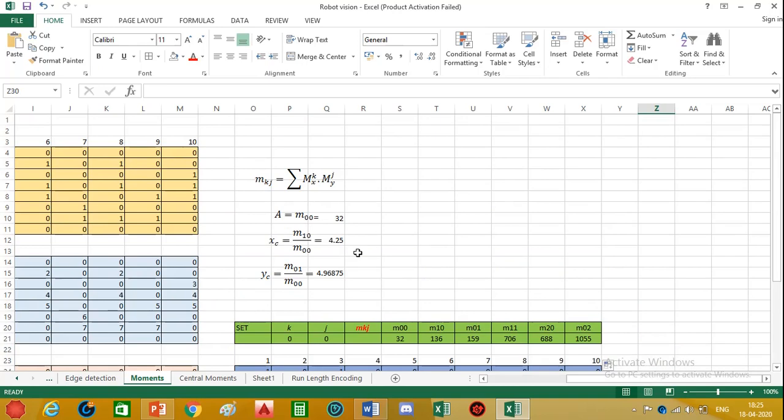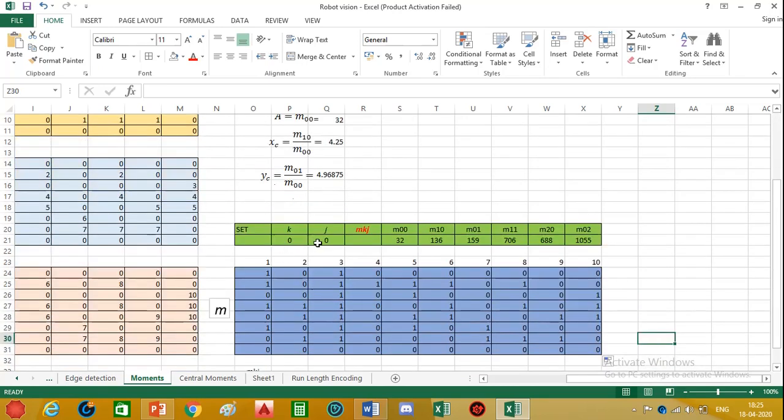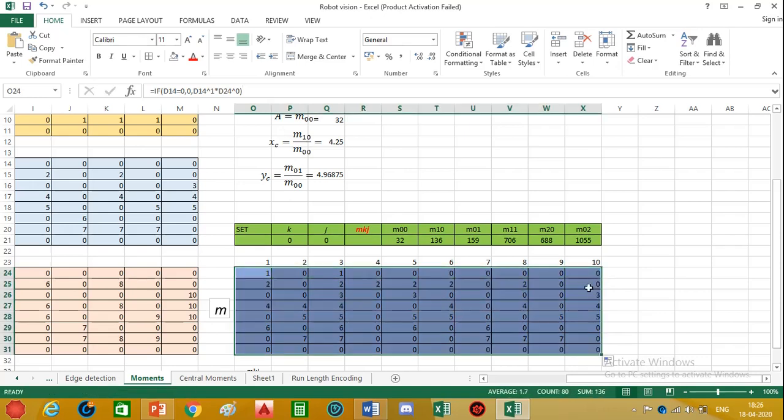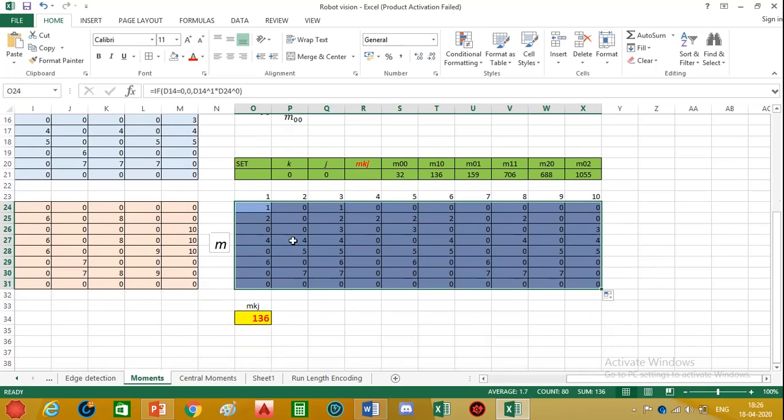Now to find out the first order moment M10, let us set k equal to 1 and j equal to 0. So in the same formula for matrix M, we set k equal to 1 and j equal to 0, and the matrix M is updated. The sum of all elements of matrix M gives you the value of M10, which is 136 in this particular case.